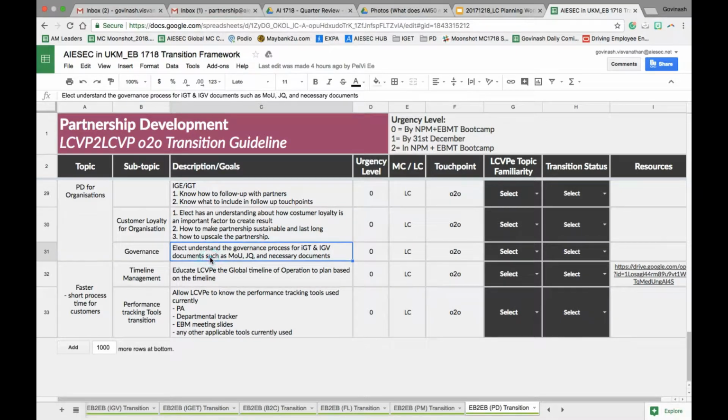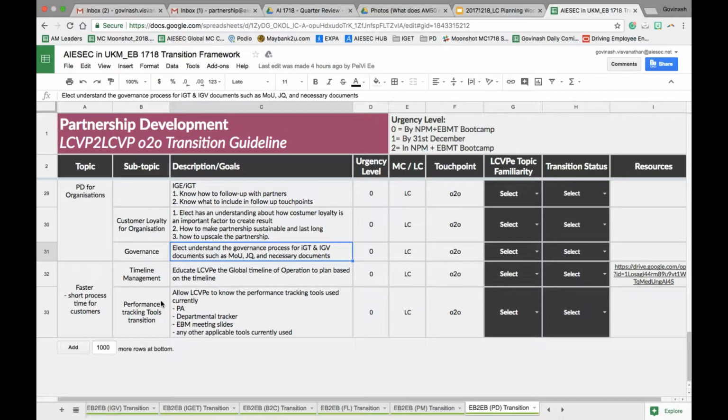And the last part for the PD for organization will be the governance. So you very clearly need to understand key documents such as the MOU, such as the JQ, and any other necessary documents. It's very important that these 2 documents affect the legality of our organization, so your elect should understand what are the key legalities behind IGT and IGV documents.